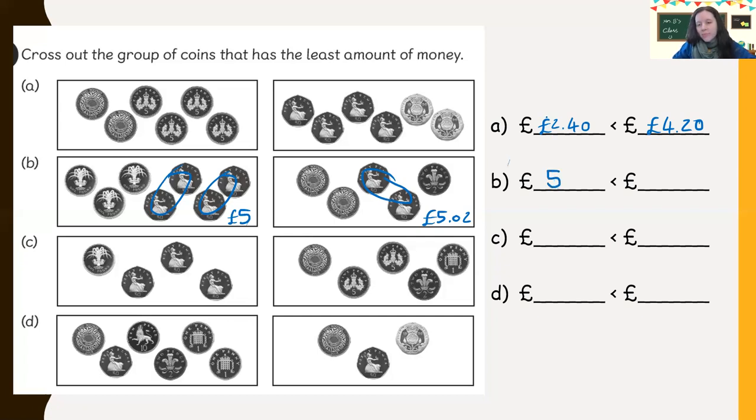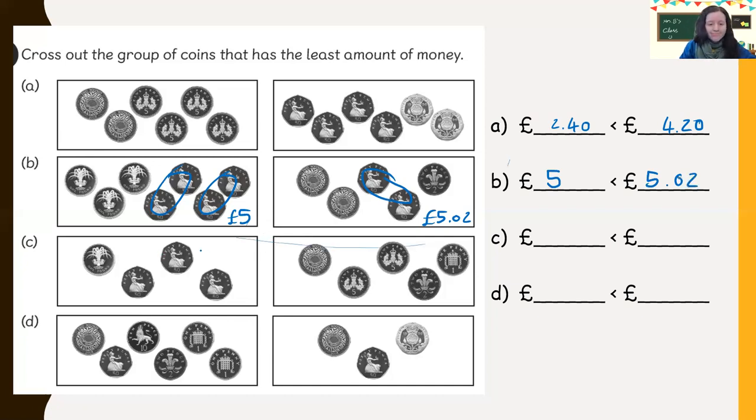I see what I've done here. I've written a pound symbol when there's already a pound symbol. What am I like? Goodness me. And our larger amount, I went to do it again. It's automatic. £5.02. Okay, let's look down here.